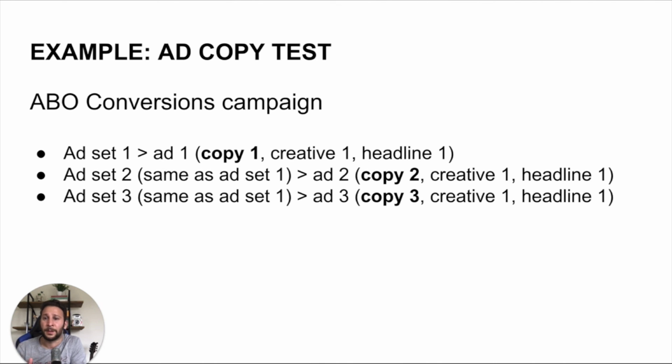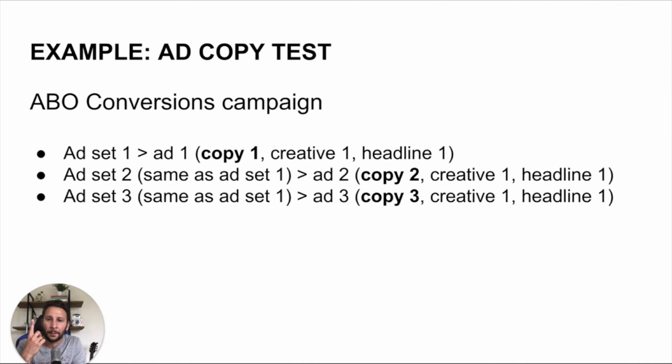An ABO campaign, it's a conversions campaign, and they have three ad sets. Because in my example, I wanted to test three ad copies. As you will see here, everything remains the same, but the copy. So I have three ad sets, one for each ad copy. If I wanted to test five ad copies, I would have five ad sets. The ad sets are identical. They have the same audience. It's a copy paste. They have the same thing.